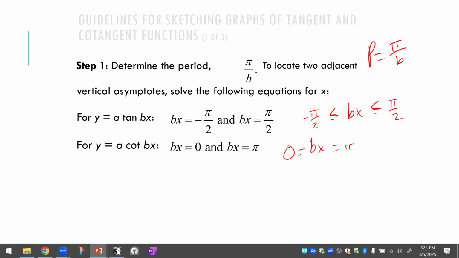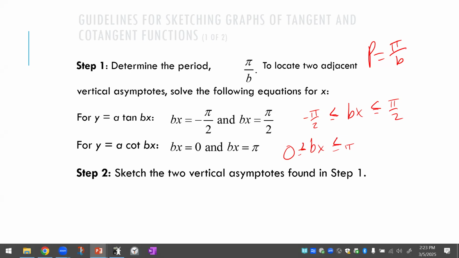Now for cotangent, instead of being between negative pi over 2 and pi over 2, it is between 0 and pi. So you're going to take your argument on the inside of your trig function and solve it between 0 and pi. So with sine and cosine, we were between 0 and 2 pi, right? And now for tangent and cotangent, theirs aren't the same, but the process is.